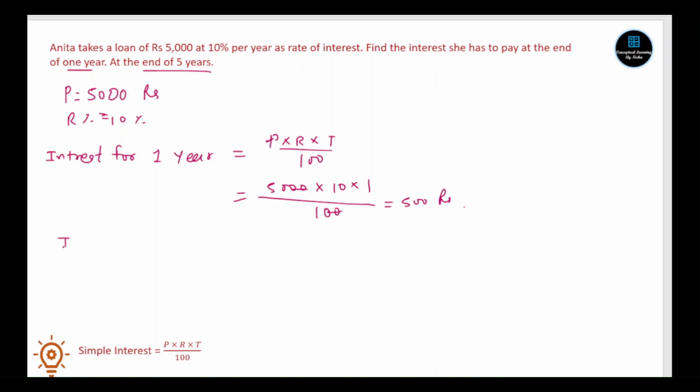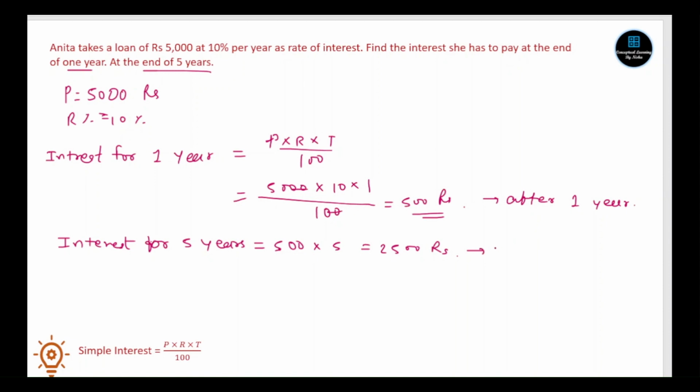Now we have to find the interest for 5 years. So I'll just multiply it by 5. Interest for 5 years is equal to 500 times 5, which is nothing but 2,500 rupees. So she has to pay 500 rupees after 1 year, and this is after 5 years. I hope you get it. Yeah, easy. Great.